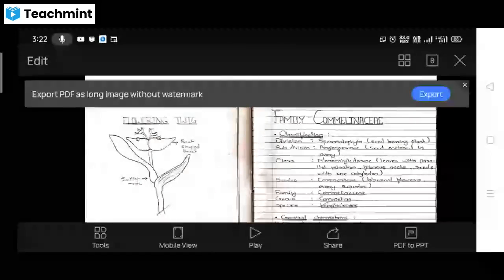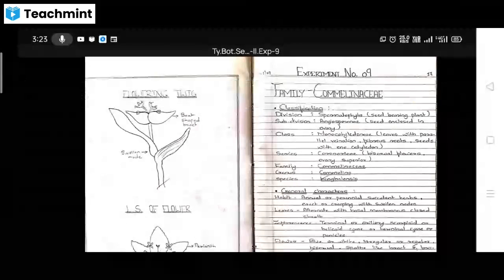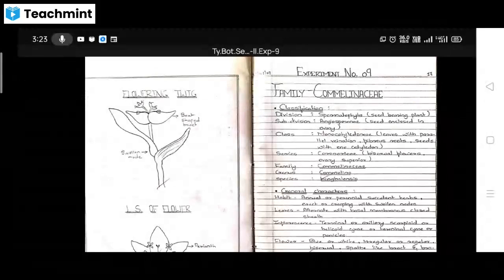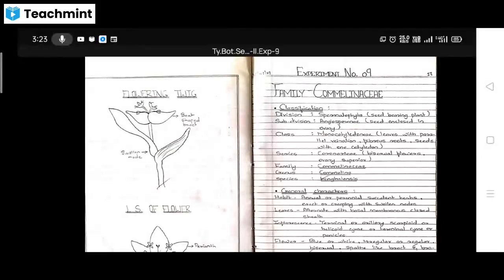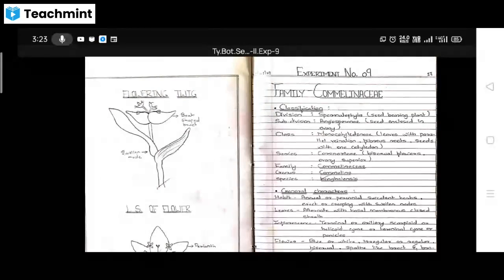So here in Commelinaceae, we have discussed Commelina bengalensis. The classification of this Commelinaceae: it comes under the division Spermatophyta, that is seed bearing plants. Then subdivision Angiospermae, that is seeds enclosed in the ovary. Then it comes under the class Monocotyledonae. So, what are the characters of monocot? Leaves show parallel venation. The root system is a fibrous root system, and seeds have a single cotyledon.